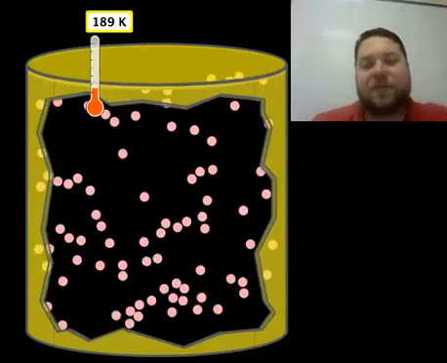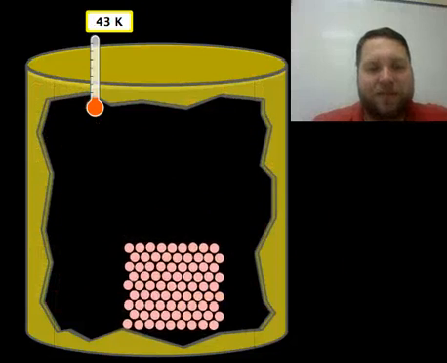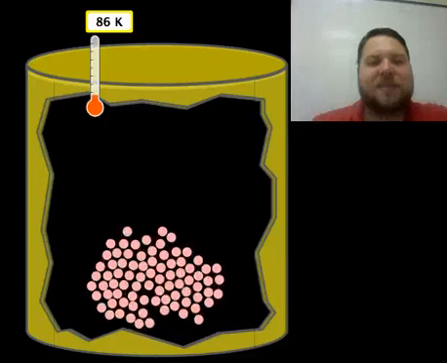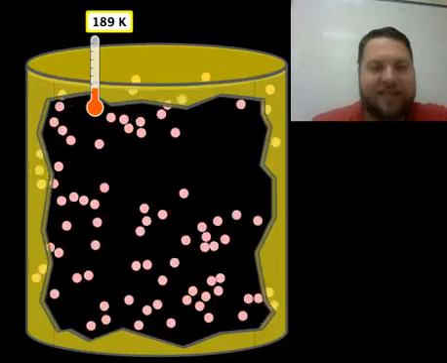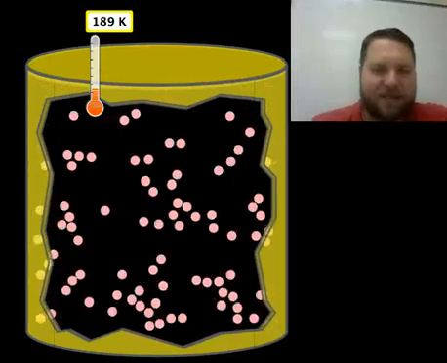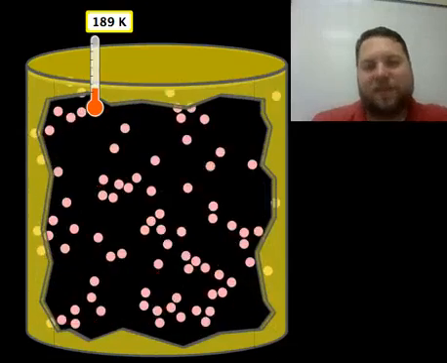In general, it's not true all the time. Water is an exception, but in general the solid phase of matter is going to be the most dense, and then the liquid is a little less dense than that, and then the gas phase is the least dense of all of the phases. So again, that's not true all the time, but most of the time that is true.